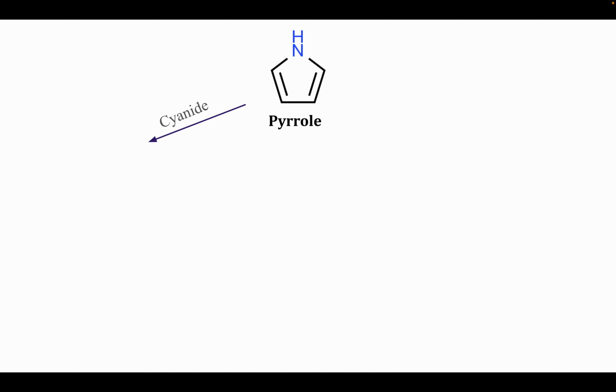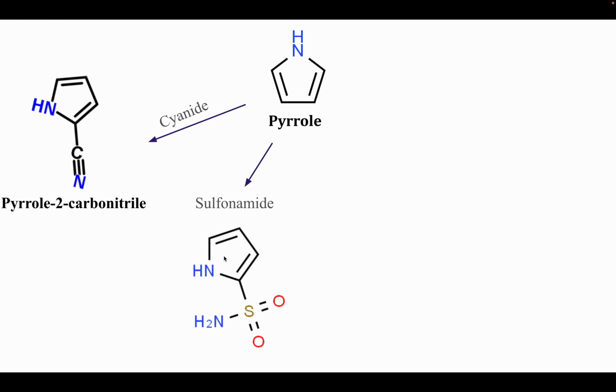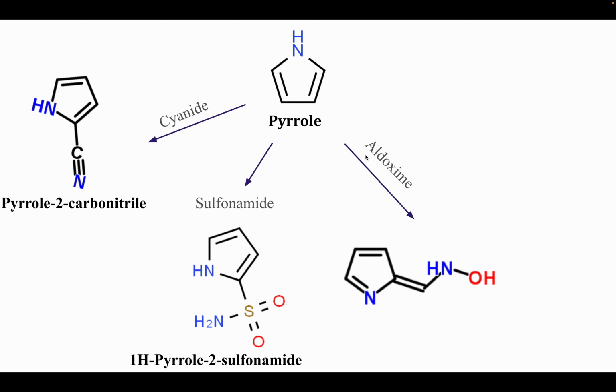Now see how you can write the name of the cyanide group. This is the example. The cyanide group is present at the second position. So here is the IUPAC name, pyrrole-2-carbonitrile. This is how you will write the name of the cyanide. Then sulfonamide, pyrrole-2-sulfonamide. Then aldoxime, or if a ketoxime group is present, how will you write the name?